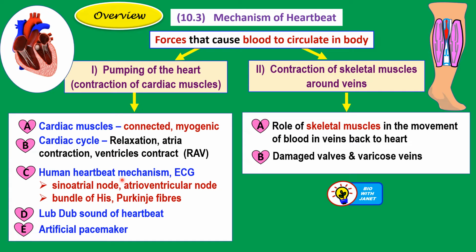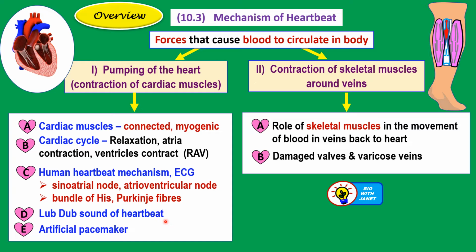R-A-V. Next, we are going to discuss the reason or the cause for the contraction of the atria and the ventricles. What causes the contraction of the atria and ventricles? So this is the human heartbeat mechanism, or the mechanism of heartbeat. So it involves 4 tissues, the sinoatrial node, atrioventricular node, bundle of His and Purkinje fibres. And there's an acronym for this, which we'll discuss later.